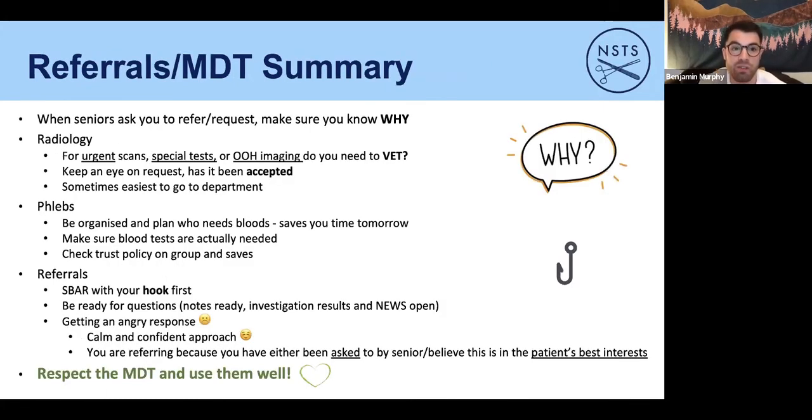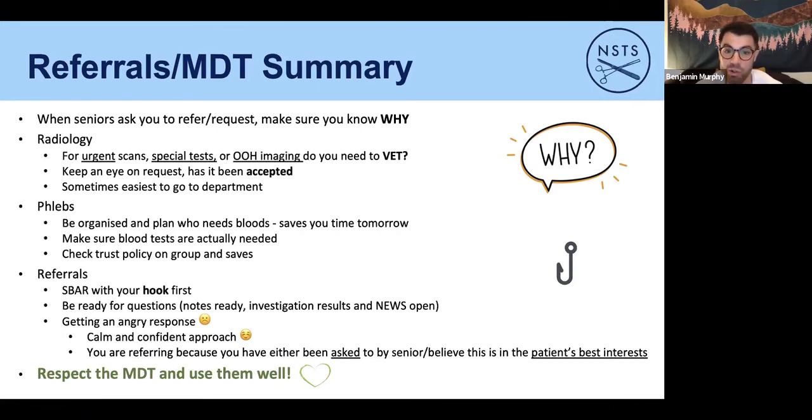So a bit of a summary just for the last bit of the lecture. If you're asked to refer to someone, make sure you know why so you can do the request, otherwise you'll look like an idiot later on. For radiology, just think, do you need to vet the scan and keep an eye on whether it's been accepted. In some smaller trusts, it's sometimes honestly easier. Trying to phone a radiologist can be like trying to find a needle in a haystack. Just go to the department and try and hunt them down.